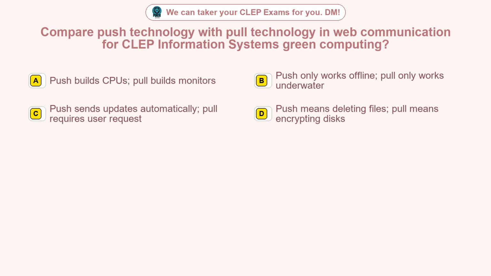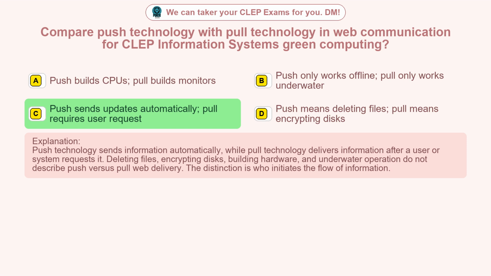Question 30. Compare push technology with pull technology in web communication for CLEP Information Systems Green Computing. Option A. Push builds CPUs, pull builds monitors. Option B. Push only works offline, pull only works underwater. Option C. Push sends updates automatically, pull requires user request. Option D. Push means deleting files, pull means encrypting disks. The correct answer is option C. Push sends updates automatically, pull requires user request.